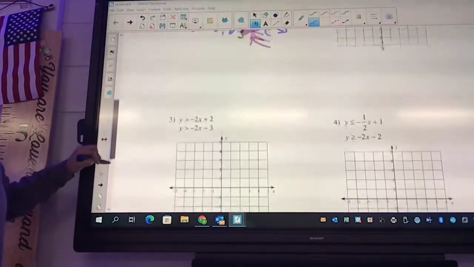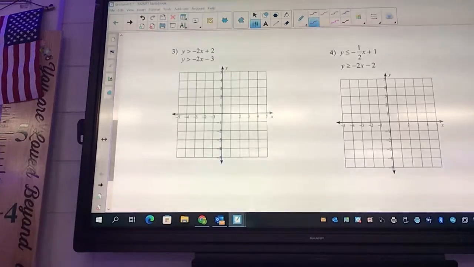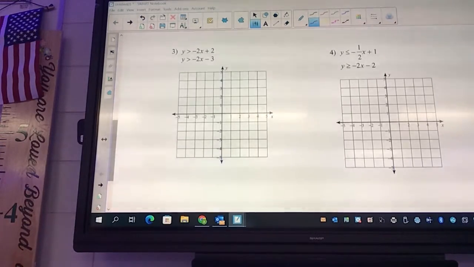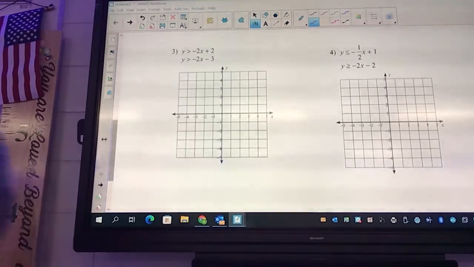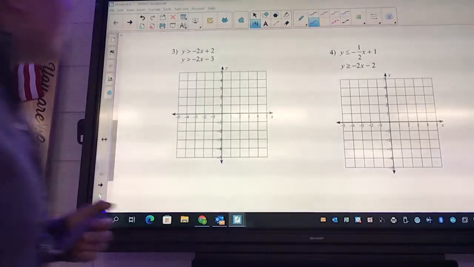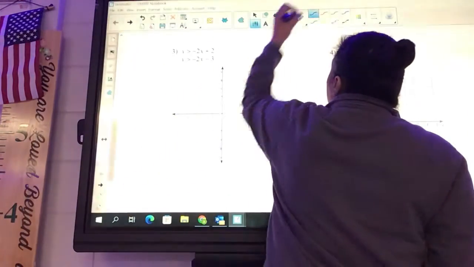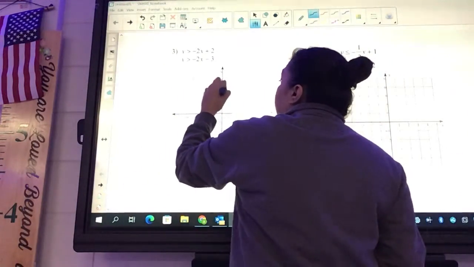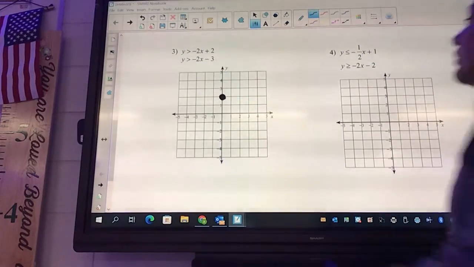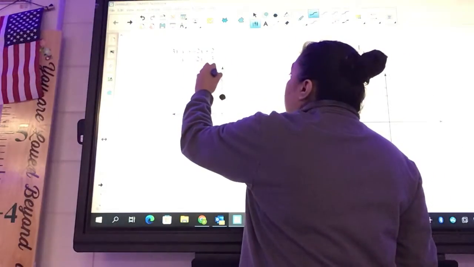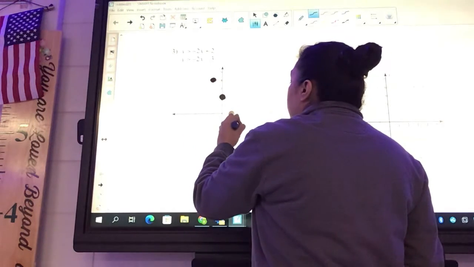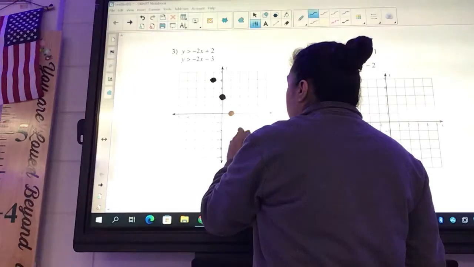Let's look at number 3, sorry. Is the y by itself? Yeah, it says y equals. So the first one's going to start at 2. And what is our slope? Negative 2 over 1. So you're going to go up 2 over 1, or you can go down 2 over 1.